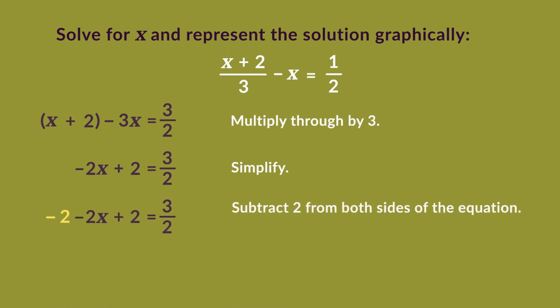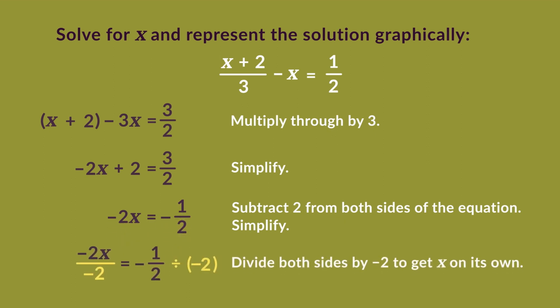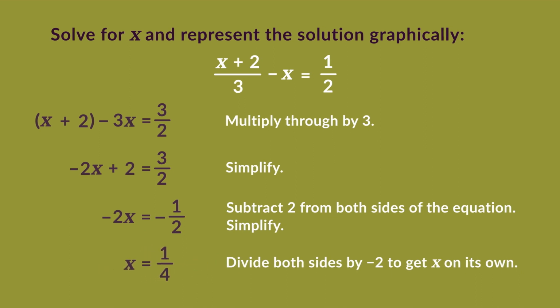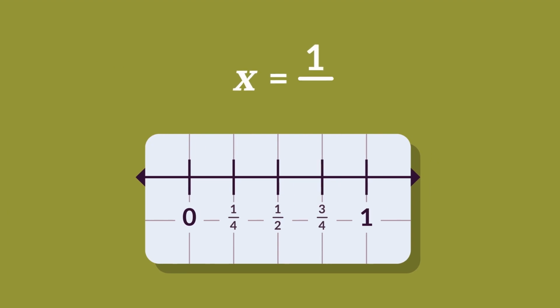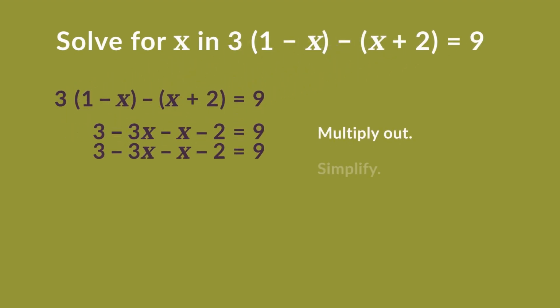Next, subtract 2 from both sides of the equation. Then simplify again. Finally, divide both sides of the equation by negative 2 to get x on its own. The solution is x equals 1/4. Once you get used to it, you can write the steps in simpler form. Here's an example.